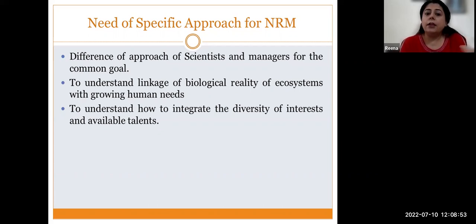Then there is a need for understanding integration of diversity of interest of different kind of stakeholders. So for example, we have community based natural resource management. So in there we interlink economic benefits with natural resource management system. So these kind of concepts, I'll be giving you more examples and we'll be discussing it today.